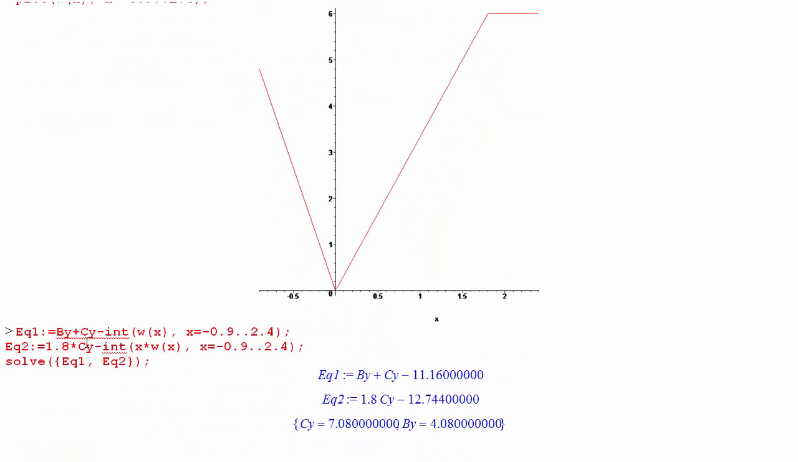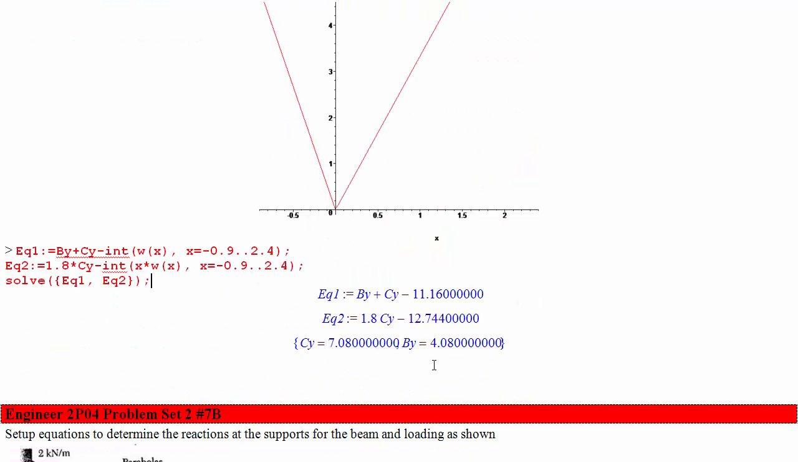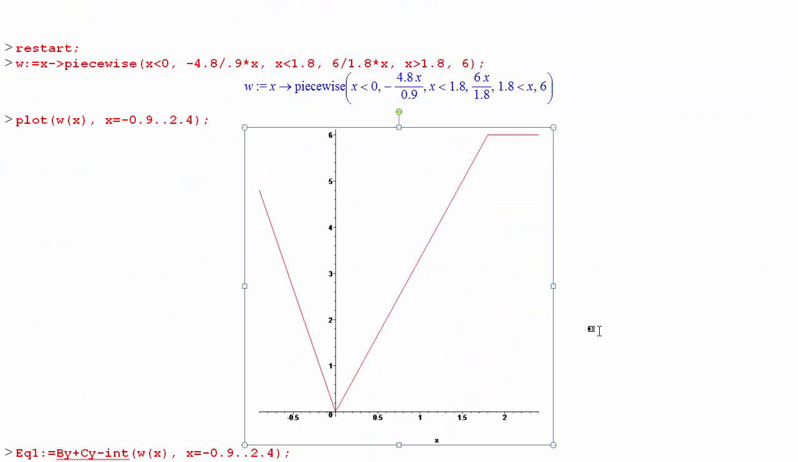Anyway, our force balance equation is just By plus Cy minus the integral of w over the whole beam. And then our torque balance equation is 1.8 Cy minus the integral of x times w over the whole beam. Wow, that's easy. So it kind of all makes sense now, and it's easy. We've kind of fixed this.